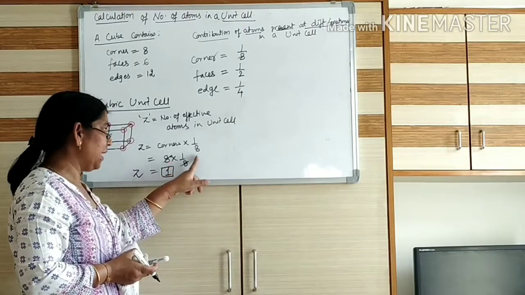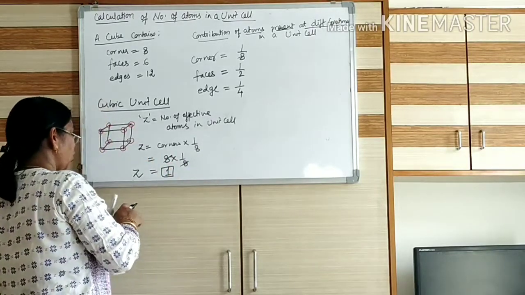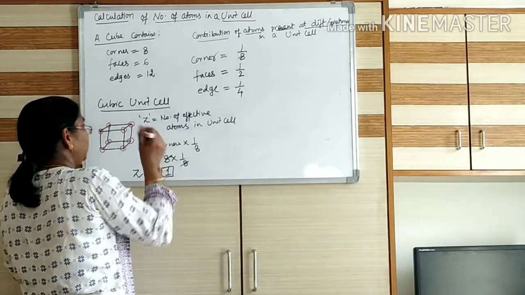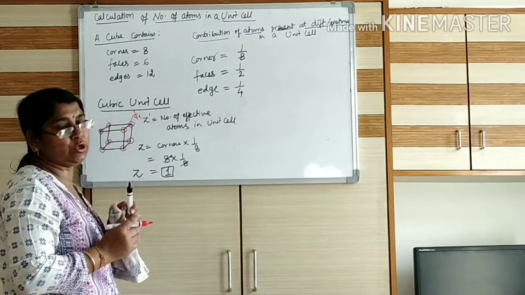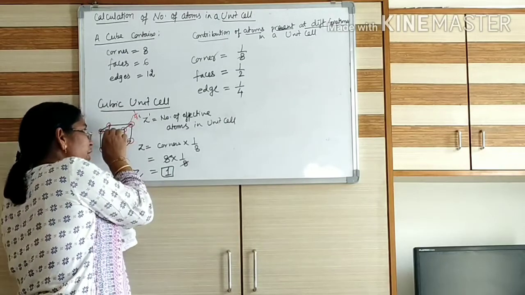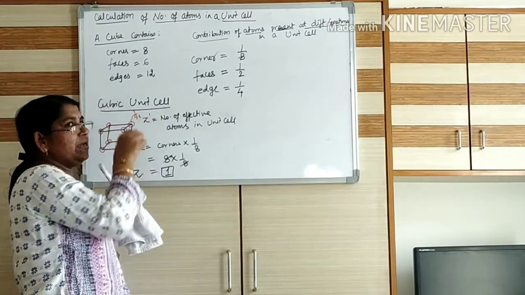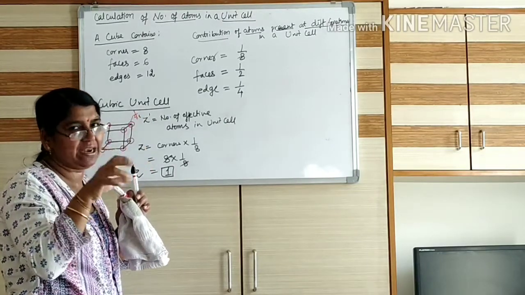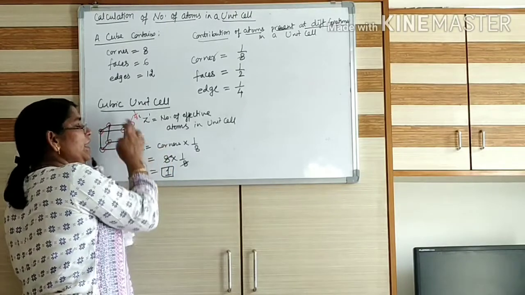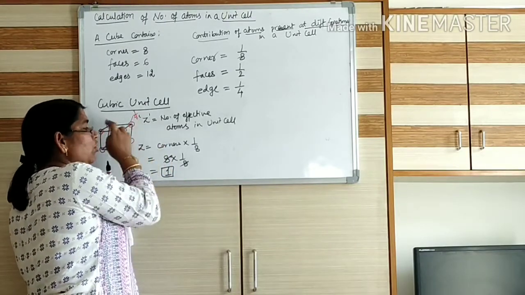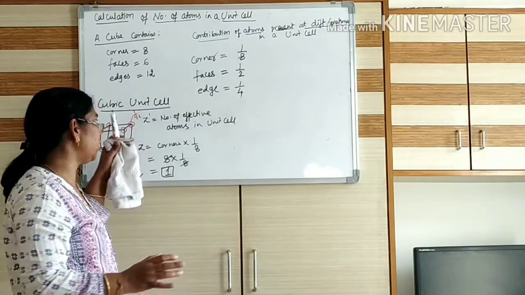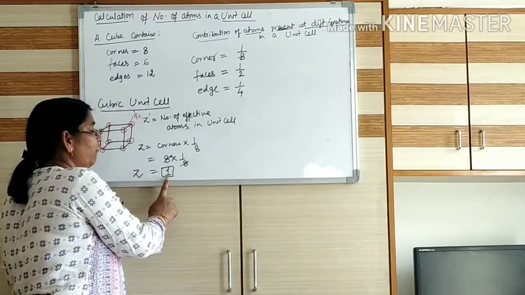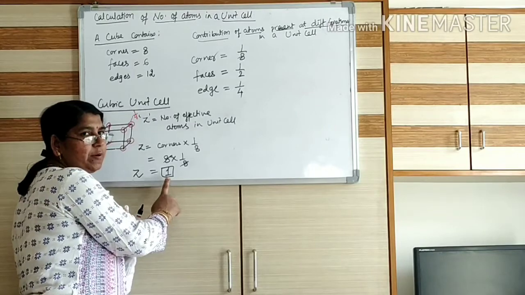How we can calculate: total corners and each atom contributes. Corners 8 and each atom contributes. This corner contributes how much? This atom is shared between 8 unit cells. So to this particular unit cell, this particle will contribute how much part? 1/8. So total corners how many? 8. But each one is contributing how much? 1/8. So how many total effective atoms for this simple cubical unit cell? 1 atom. Is it clear to everybody?